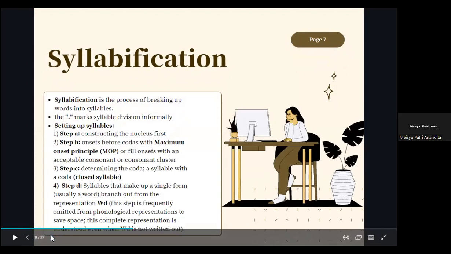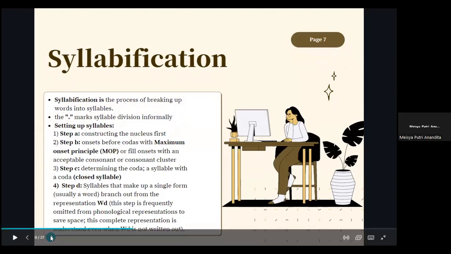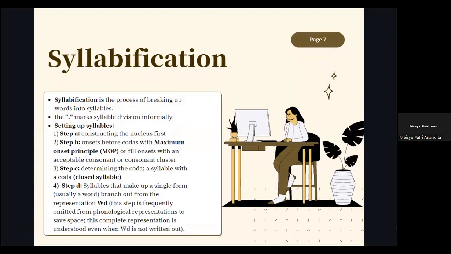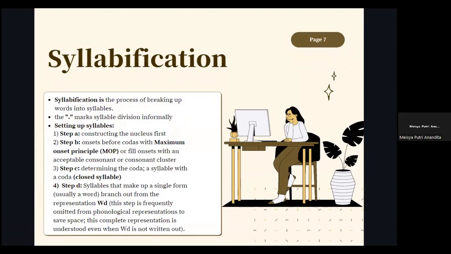Syllabification. Syllabification is the process of breaking up words into syllables. The dot marks syllable division informally. Setting up syllables. The first step is constructing the nucleus first. The second one, onset, before codas with the maximum onset principle or MOP, or fill onset with an acceptable consonant or consonant cluster.